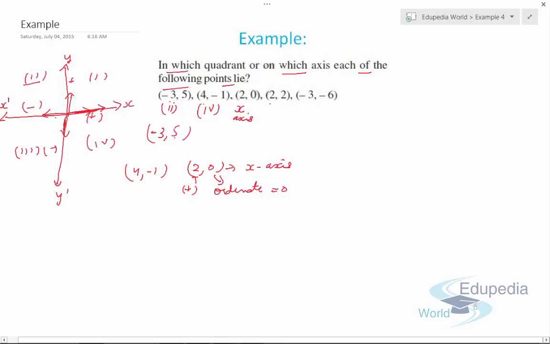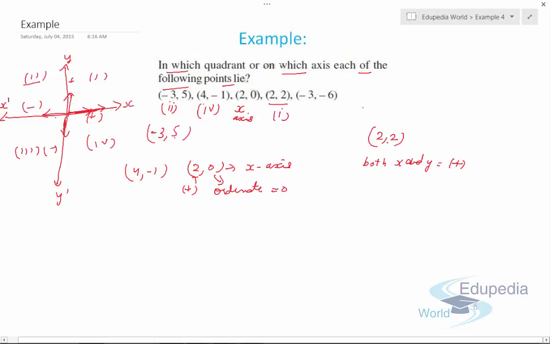Now the point 2 and 2. So we can clearly see that both x and y are in a positive direction, which clearly signifies that this point lies in the first quadrant.